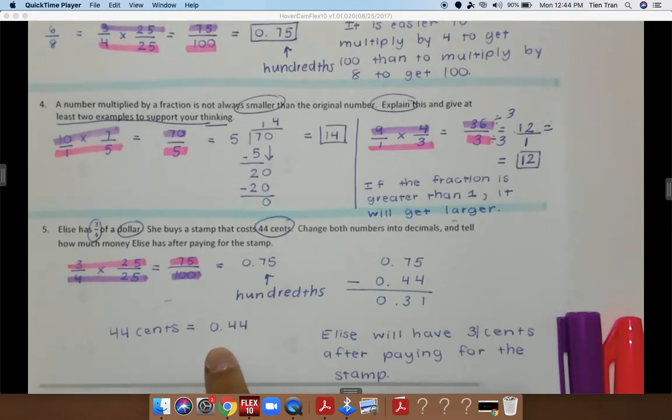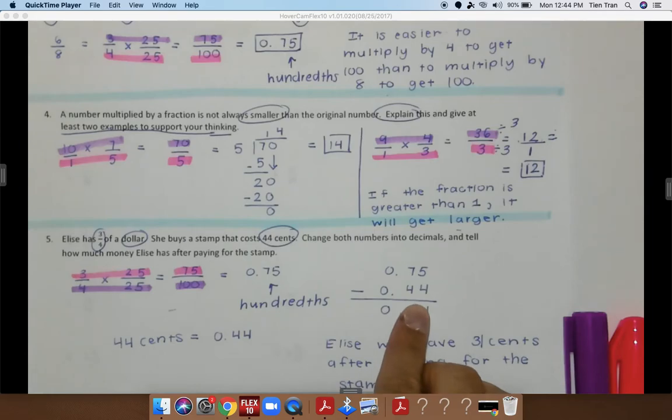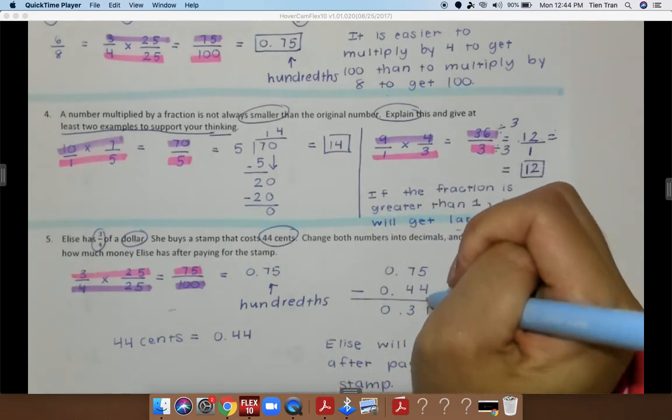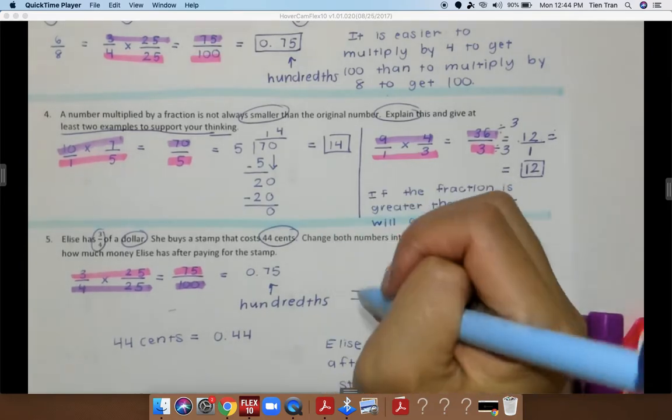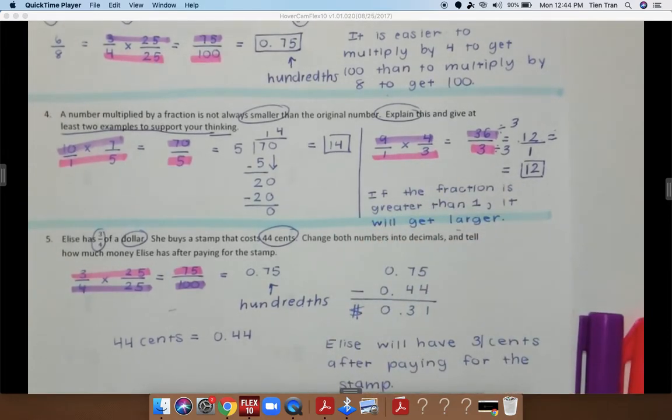So what we're going to do is we're going to subtract 75 minus 44. 5 minus 4 is 1, 7 minus 4 is 3. Bring down your decimal and your 0, and your answer is $0.31. So Elise will have 31 cents after paying for her stamp.